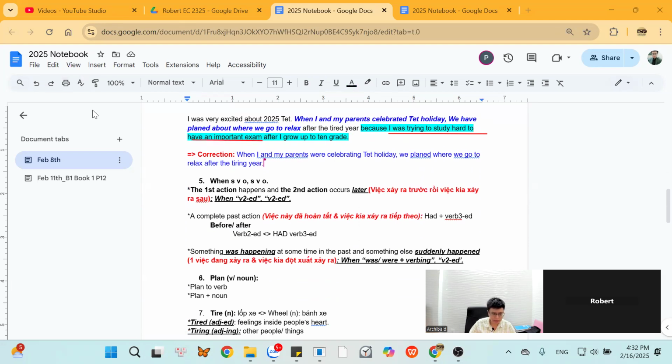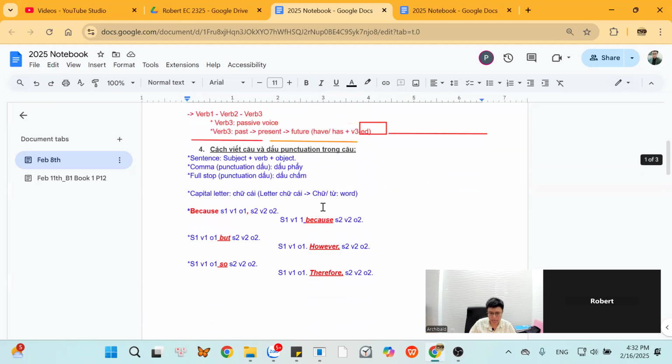First sentence for "because". If we use "because", we need to have two sentences. So this is the first sentence of "because". After I grow up, this is your second sentence, right? You use "after". How can we use "after"? We use "after" like this.